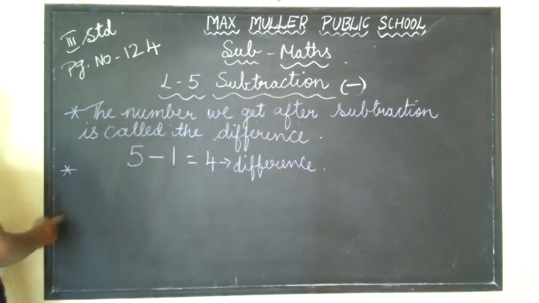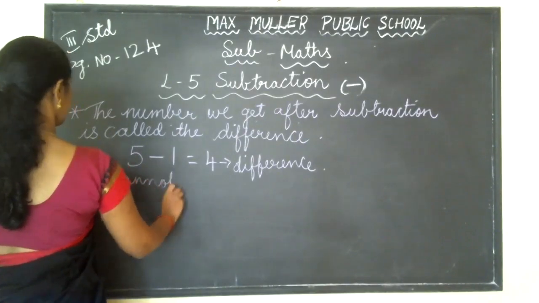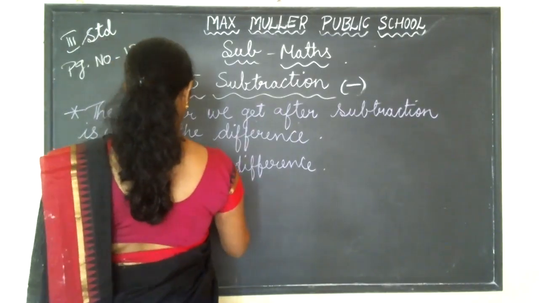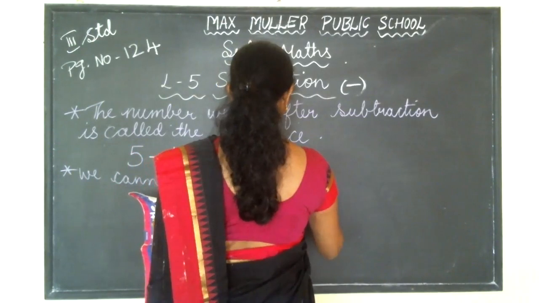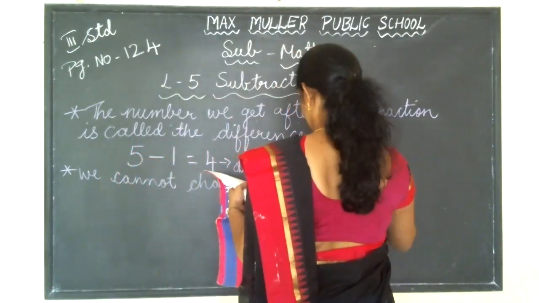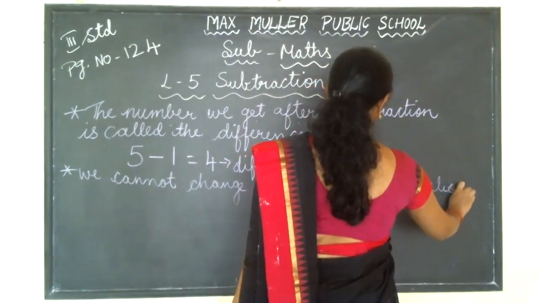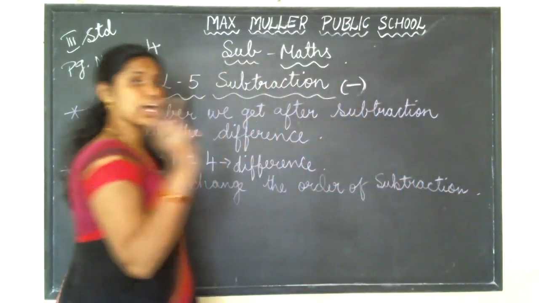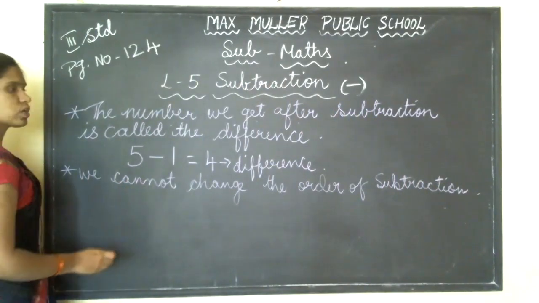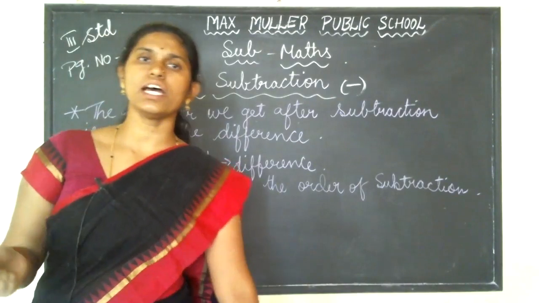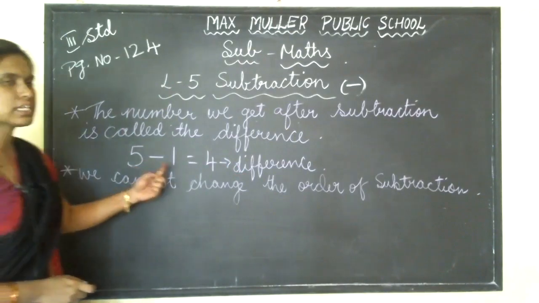The second one says we cannot change the order of subtraction. Here in addition, we can change the places and the answer will be the same. But in subtraction, you cannot change the order of the numbers. Let us take one example, 5 minus 1.